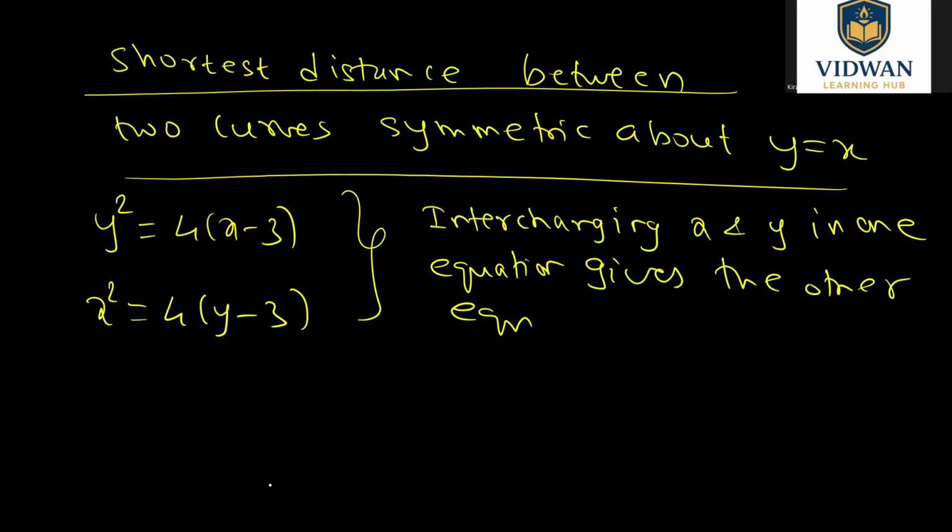So if you observe, how do you plot the curves? The first one is having y square, so it's a right-handed parabola. Vertex is at 3, 0.